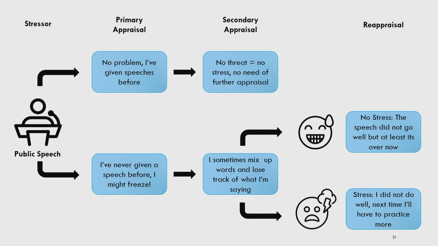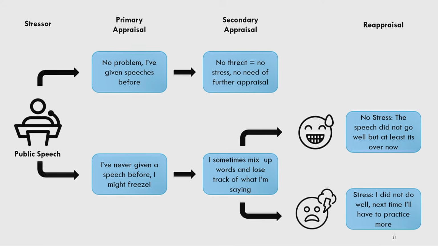Let us use an example of a public speech. In the primary appraisal, you just judge this event of public speaking, whether it is positive or negative. You may say, it is not a problem because I have given many speeches before, so you will not feel that stressed. But let us say at the primary appraisal level, you say, I have never given a speech before, I might freeze, what will happen, I do not know. So, you are interpreting that situation as threatening, and it is more likely to have stressful consequences.